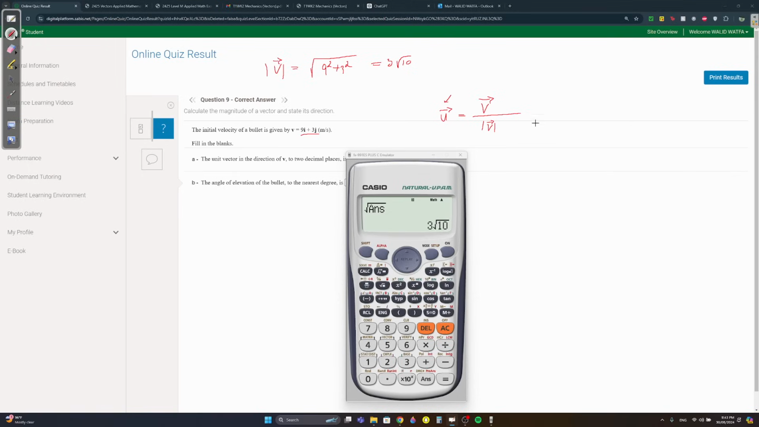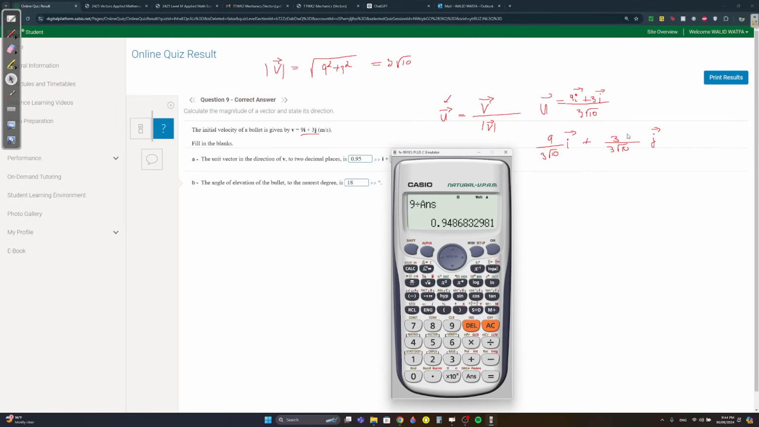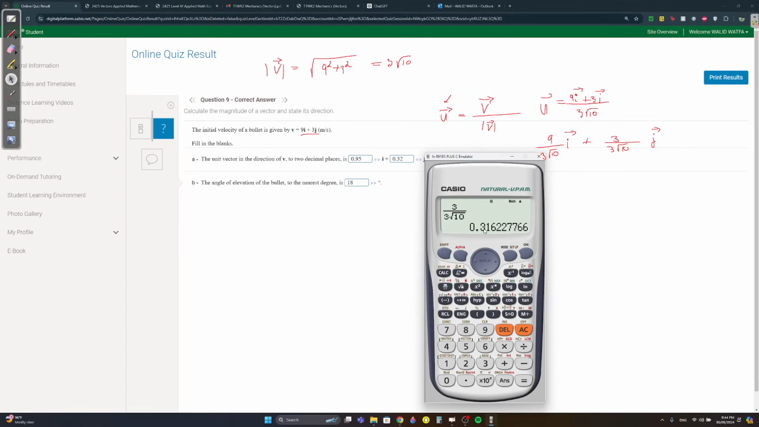So now can I find the unit vector? Yes, I can. The unit vector u will be equal to the vector v, 9i plus 3j, over 3 radical 10. So the x component is 9 over 3 radical 10 i plus 3 over 3 radical 10 j. And of course, you need to actually calculate this. 9 divided by 3 radical 10 gives 0.948. They want it to 2 decimal places, so it becomes 0.95i. Then 3 over 3 radical 10 is 0.32j.